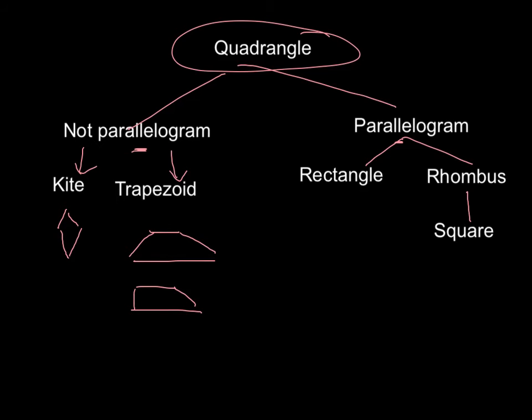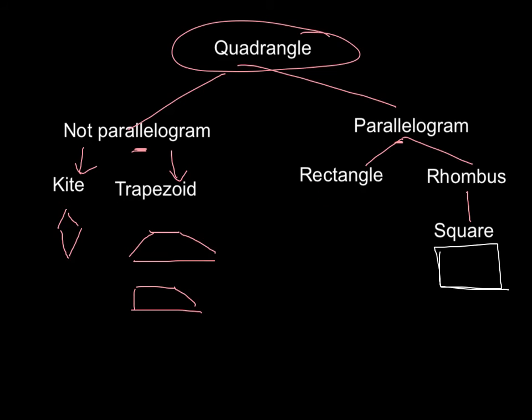Let's see if we can answer some questions about this. Is a square always a rhombus? Yes, a square is a special type of rhombus. It's a rhombus that has perfectly square corners or 90-degree corners. Now if we flip that question around, is a rhombus always a square? No, a square is one kind of rhombus, but not every single rhombus is a square.